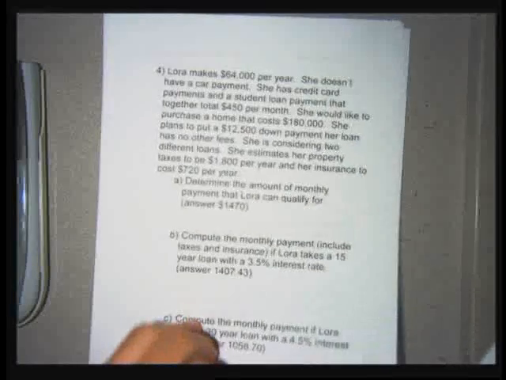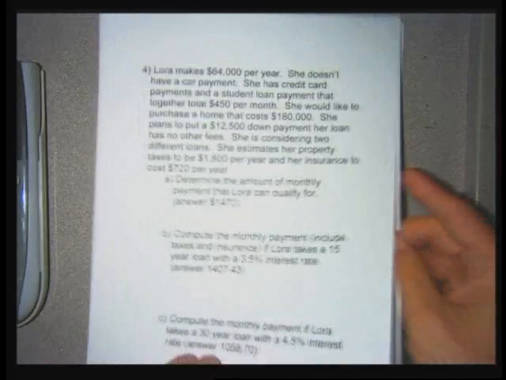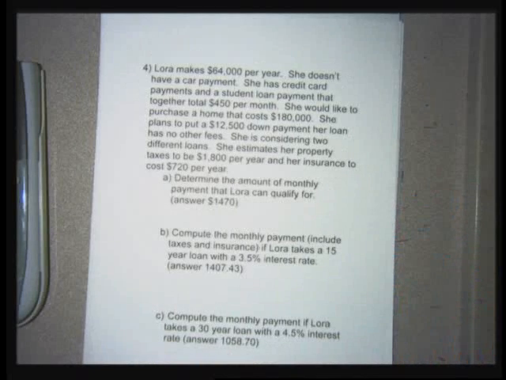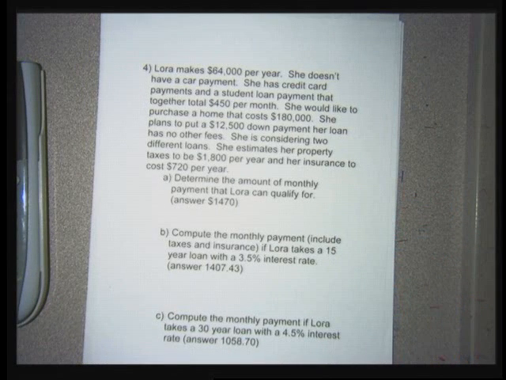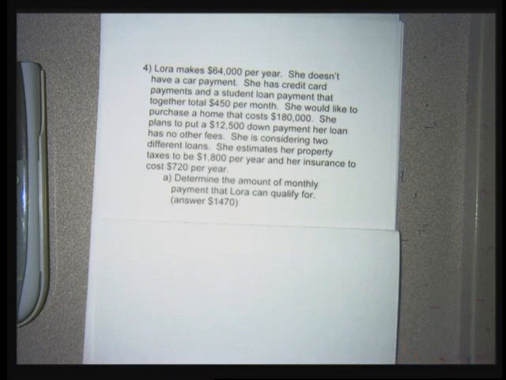Number 4 looks pretty involved. I'll probably need another sheet of paper to finish up number 4. So it talks about Laura making $64,000 per year. She doesn't have a car payment, but she has credit card payments and student loan payments of $450 per month.